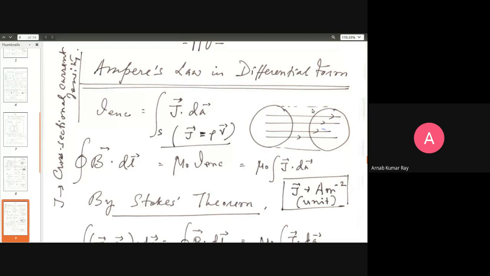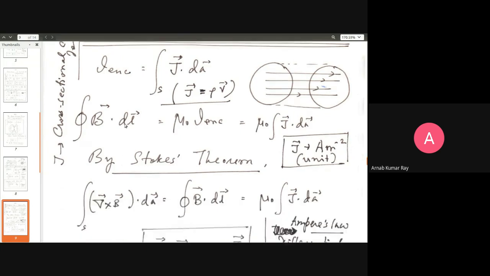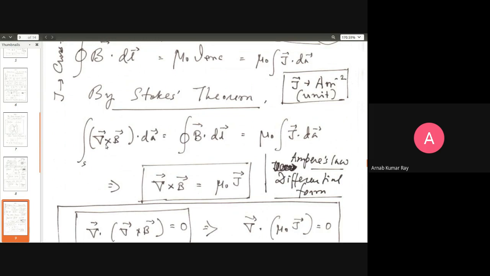So anyway, what we do is write the current enclosed within an Amperian loop as the surface integral of the cross-sectional current density. Now, what shall we do next? Here we have a line integral, and here we have a surface integral. But there is a way to connect a line integral to a surface integral, and that is through Stokes's theorem. Let us see now. Stokes's theorem will tell us curl of B dot dA.